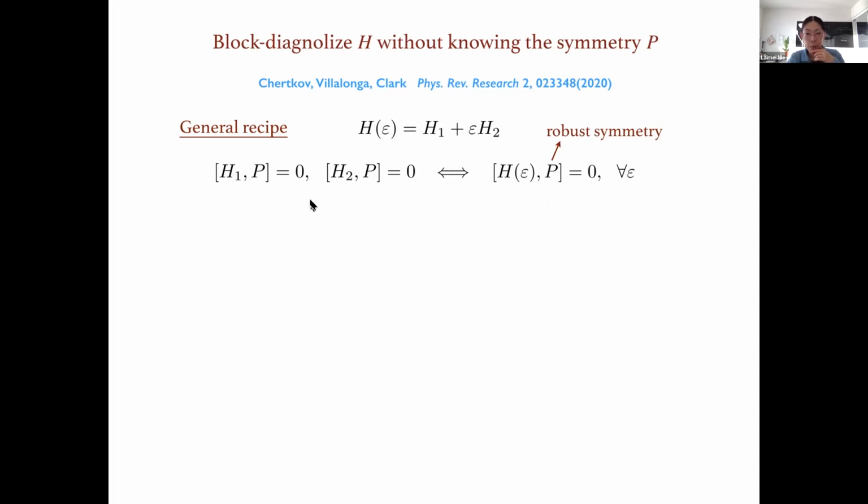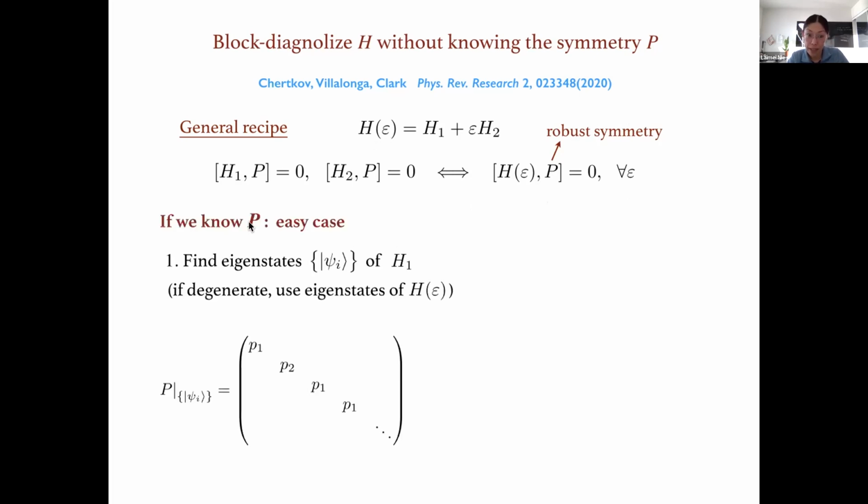And now we ask if we can block diagonalize H epsilon. If we know what P is, then things are easy. Just giving you a Hamiltonian and you know exactly what the symmetry is, and we ask you to block diagonalize the Hamiltonian. That's simple. That's very basic linear algebra. So what you do is, first step, you find the eigenstates of H1, and suppose they are non-degenerate. If the eigenstates of H1 are degenerate, then you redefine H1 basically by borrowing something from here. And you can always find eigenstates that are non-degenerate.